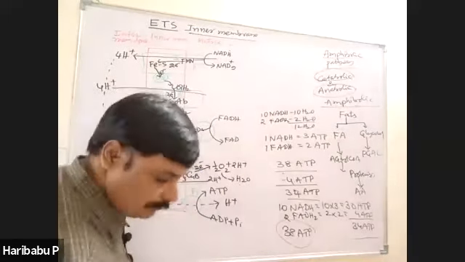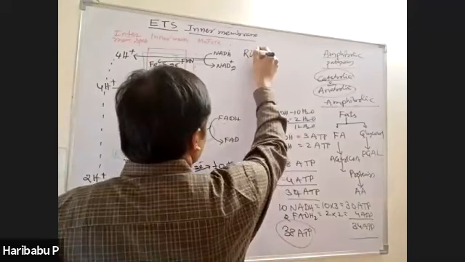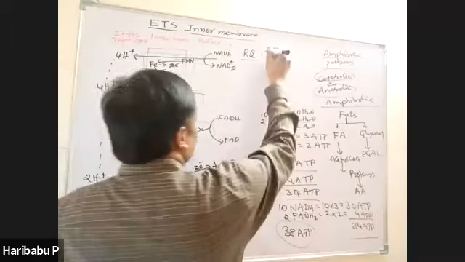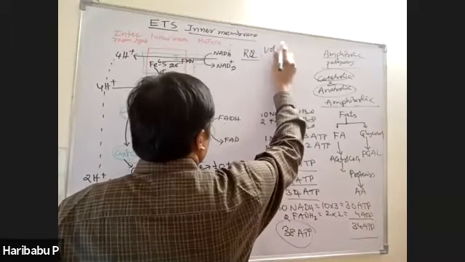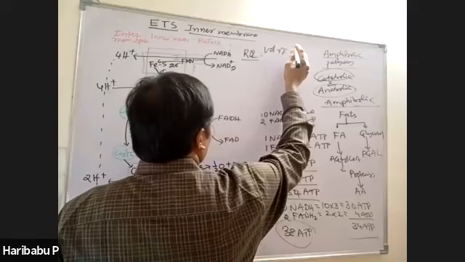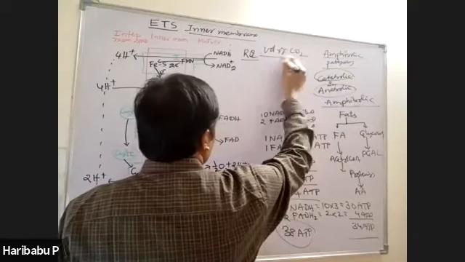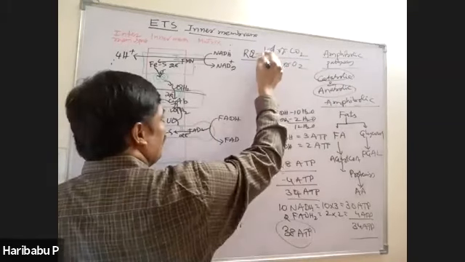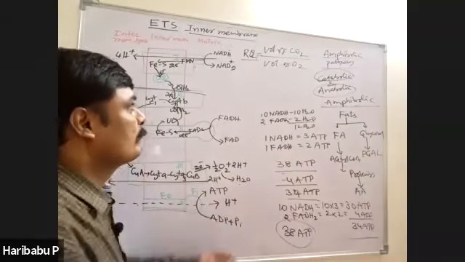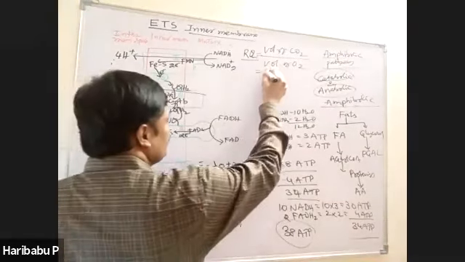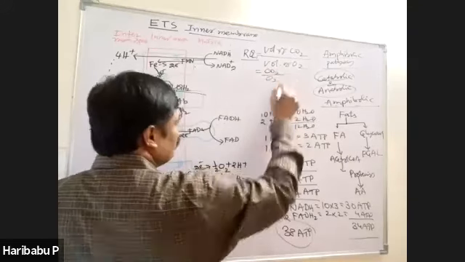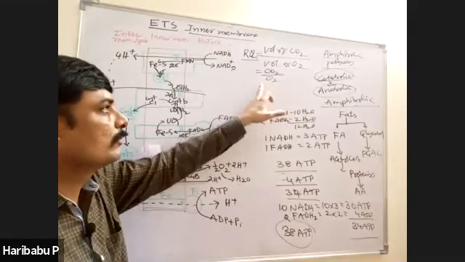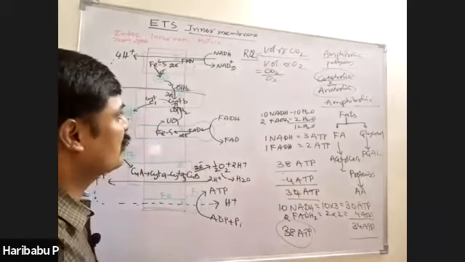And the next one is respiratory quotient, RQ. The volume of CO2 liberated to the volume of oxygen consumed. This ratio is called RQ. RQ may be defined as simply CO2 by O2. The amount of CO2 liberated to the amount of oxygen consumed.